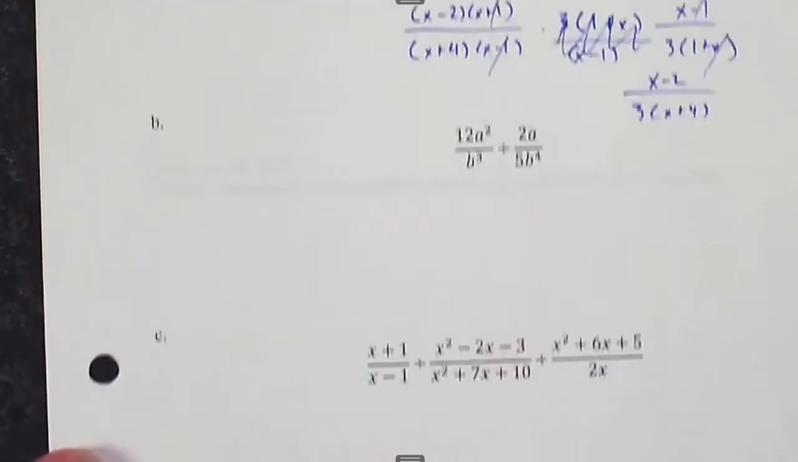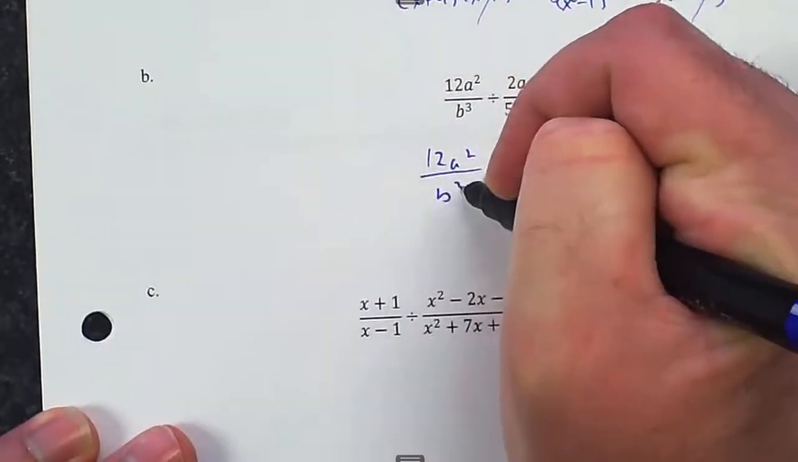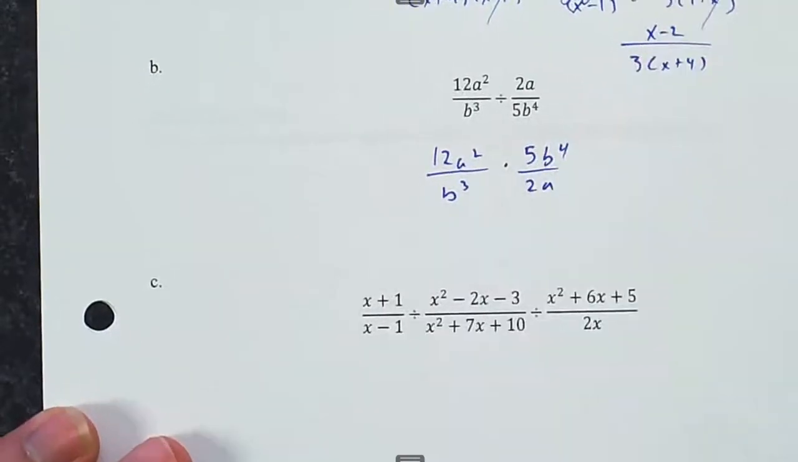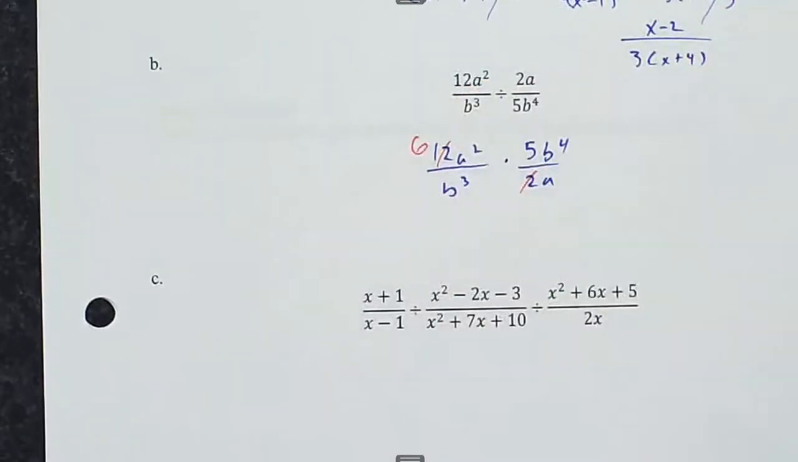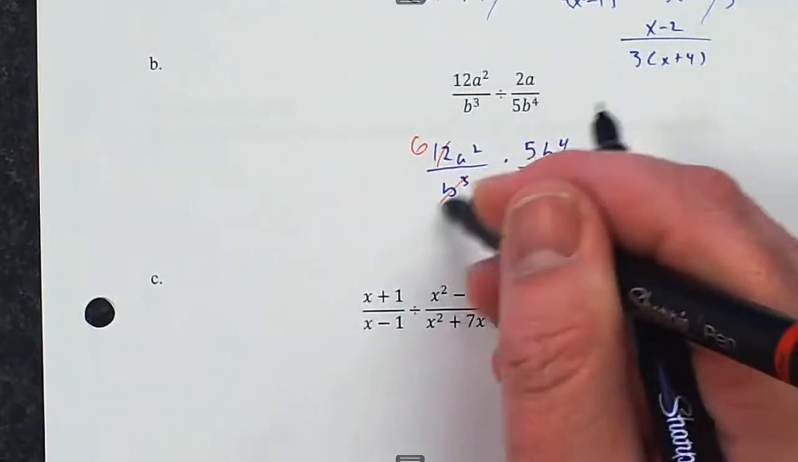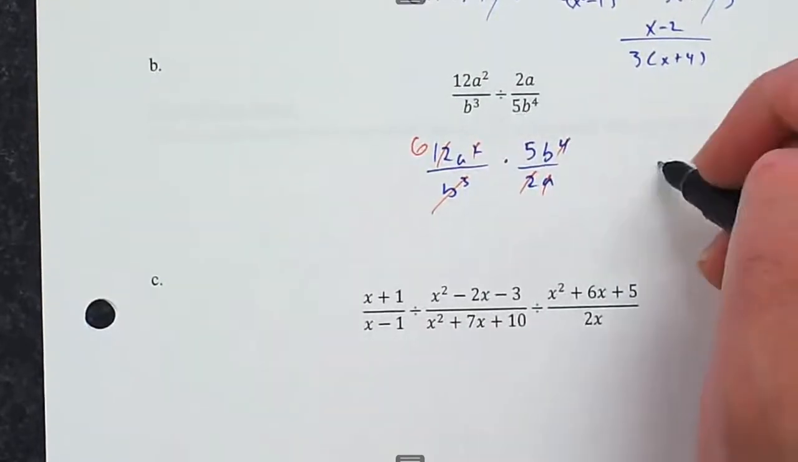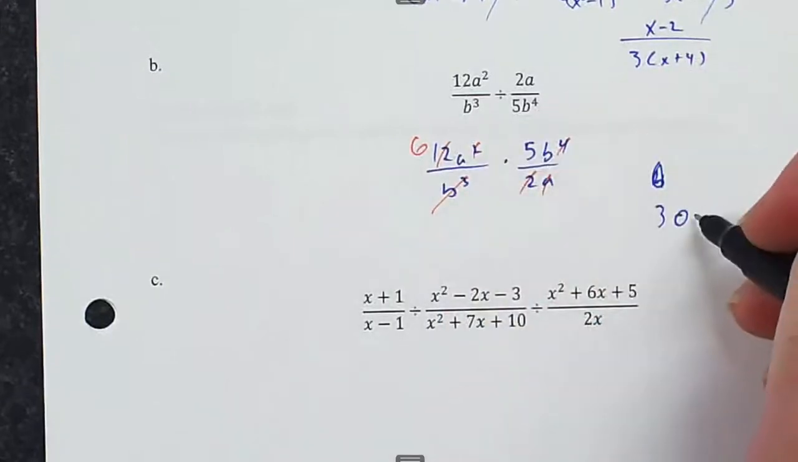All right, on the next one, I got 12a squared over b cubed times 5b to the 4th over 2a. That can reduce to 6. That'll take that down to b to the 1st, and that'll take that down to a to the 1st. So it should be 6ab. Oh, no, 30. Because 6 times 5 times a times b.